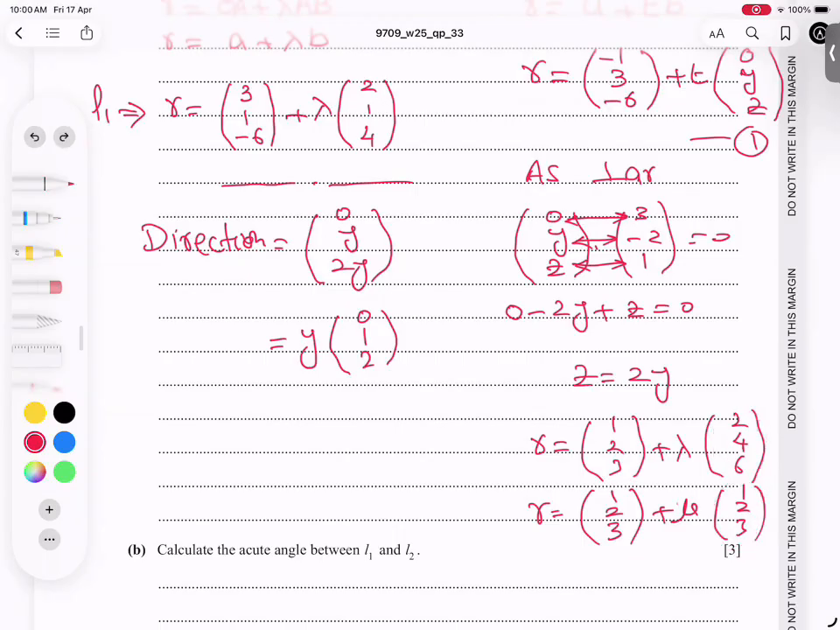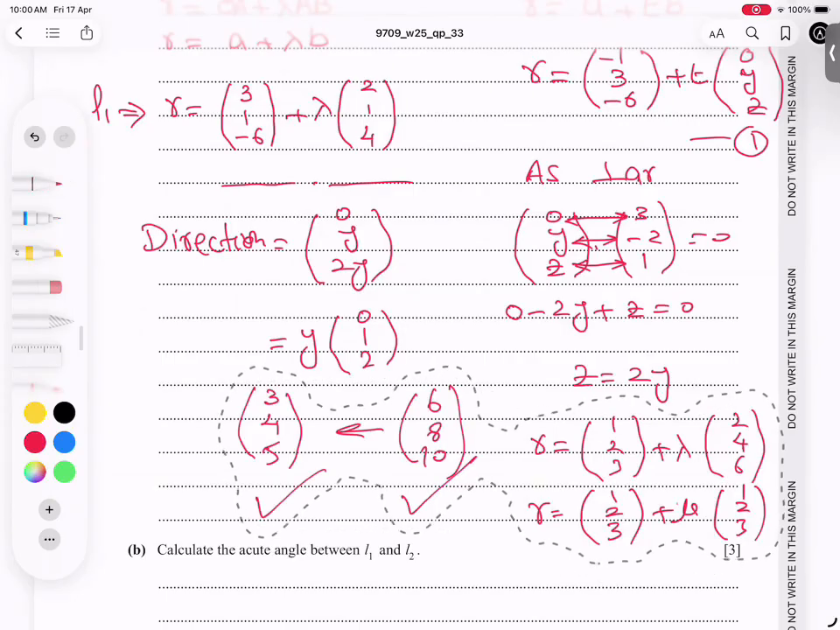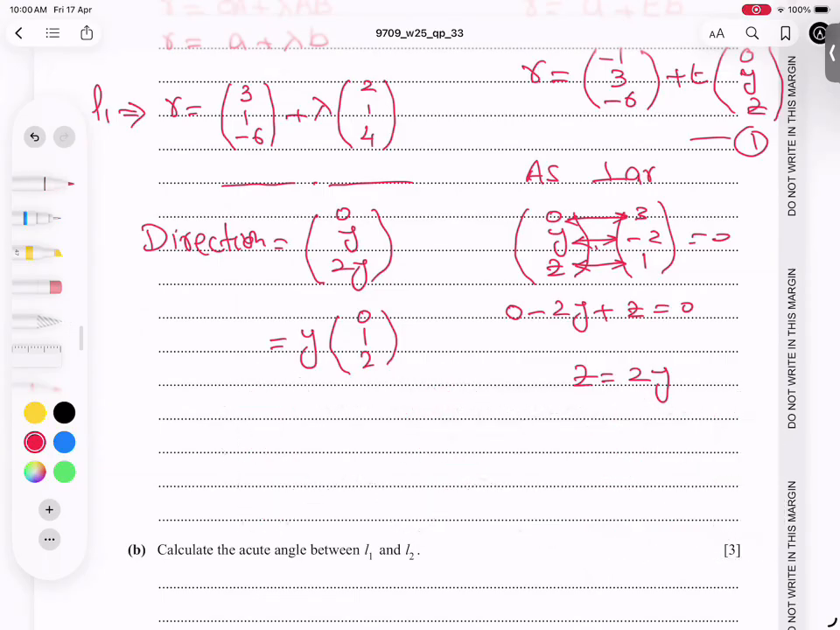It means if we have any vector, for example (2, 4, 6), or even, let's say, (6, 8, 10), two threes, two fours, two fives, so you use this direction or this direction, both directions are correct directions. So I hope you understood the y. I'm going to eliminate this y now, so I'm going to put in 1 in equation 1 here. So I got the second line equation: r is equal to (-1, 3, -6) plus t times (0, 1, 2). Okay, Alhamdulillah Rabbil Alameen.